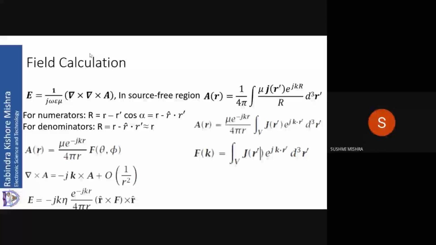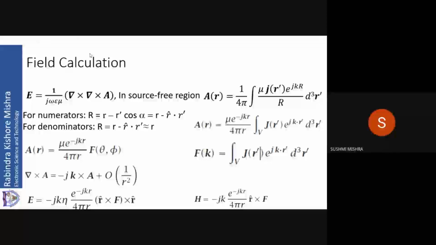Accordingly, our electric field will become E equal to minus jk eta e^(-jkr) upon 4 pi r into r cap cross F cross r cap, where eta is the free space impedance or intrinsic impedance. Its value is equal to 120 pi, which is approximately equal to 377 ohms.